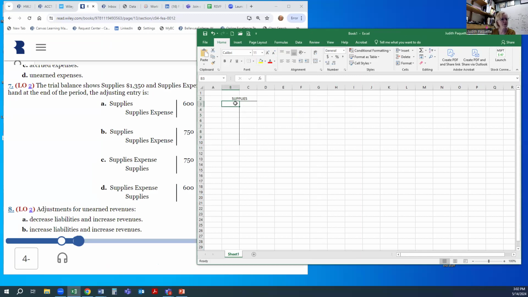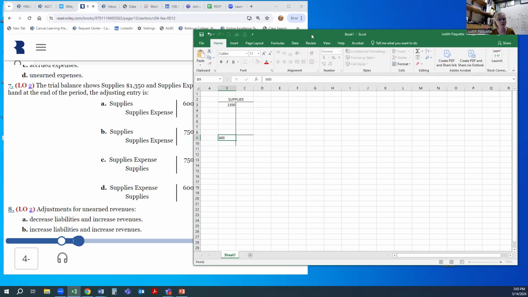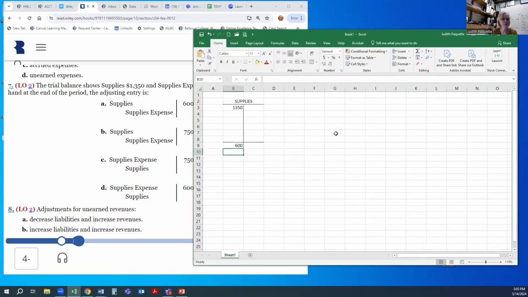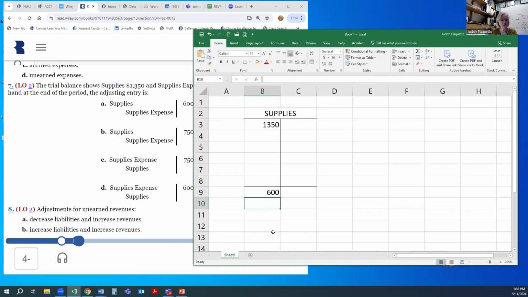So we're saying we started out at 1350, and you'll notice the problem isn't telling you debit or credit. It's assuming you know where the normal balance is by now. And then it's saying, hey, on hand at the end of the month is 600. So we're saying on hand, and this is pretty small. Can you see that? So therefore, give me the adjusting journal entry.